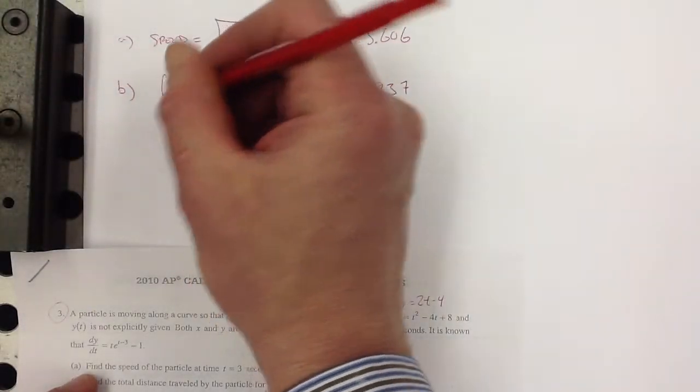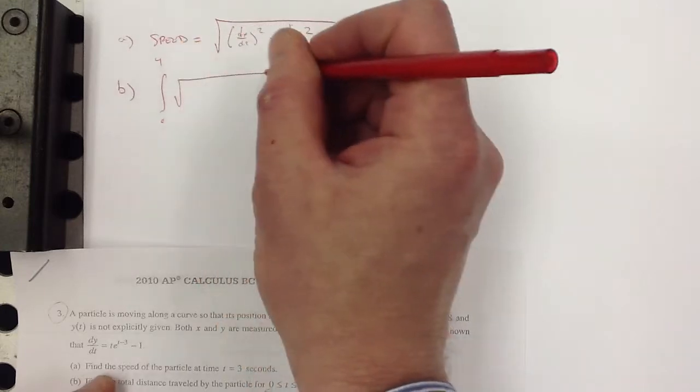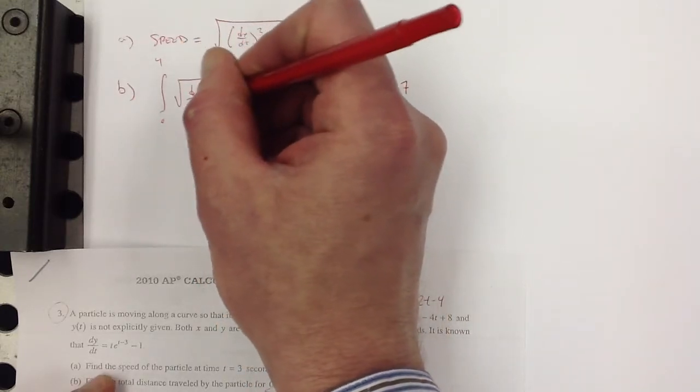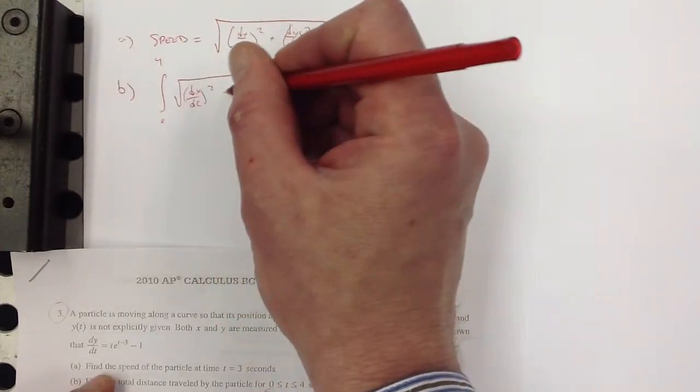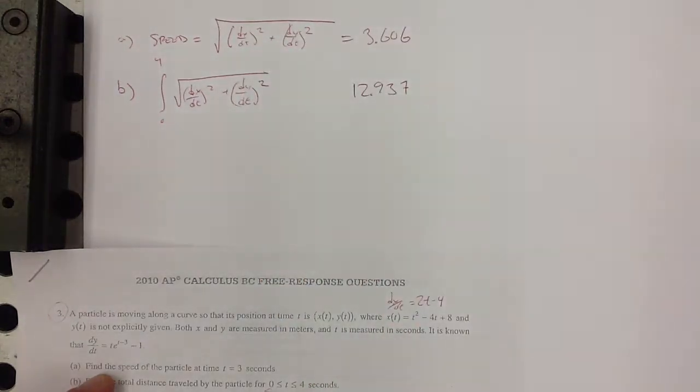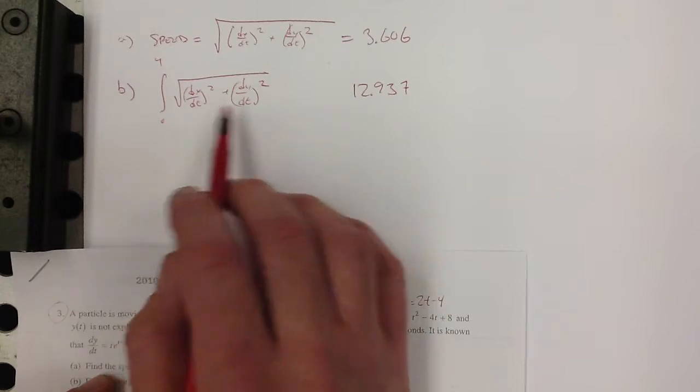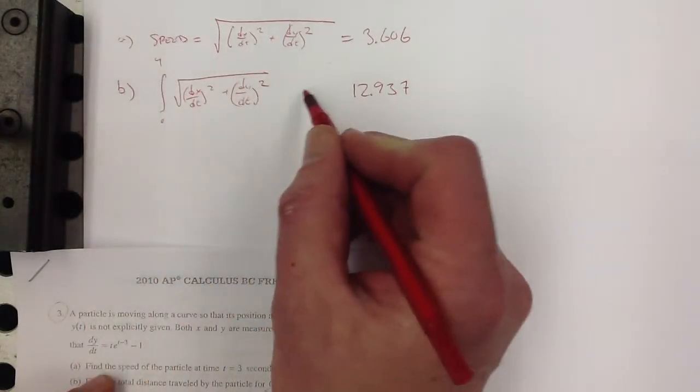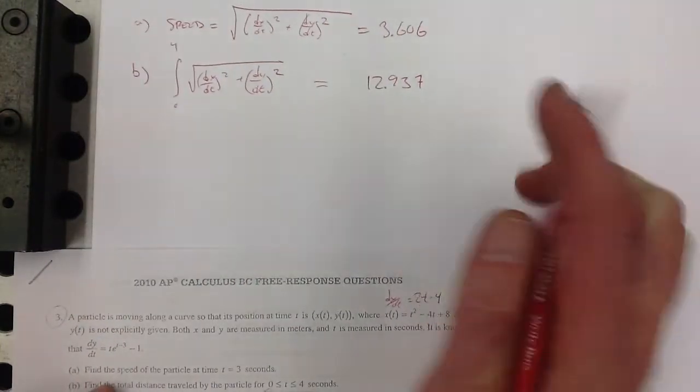That was the integral from 0 to 4 of the square root of dx/dt squared plus dy/dt squared. And it's okay to call them this, right? But you do have to write out what you're doing.